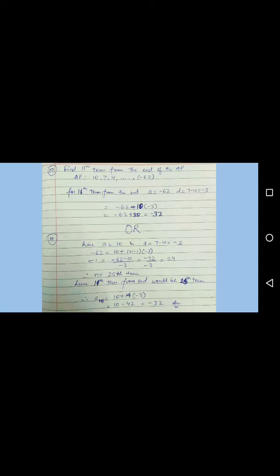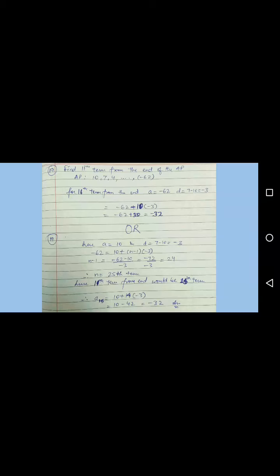Next question says find the 11th term from the end of the AP, from the last side. Means what we have been doing so far was from the beginning, but here the question says from the end, from the last term, means we have to find the 11th term from the end. So the AP which is given starts at 10, 7, 4 and it is ending at minus 62. So last term is minus 62.